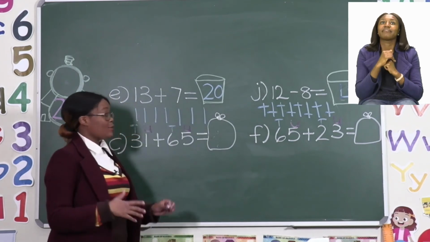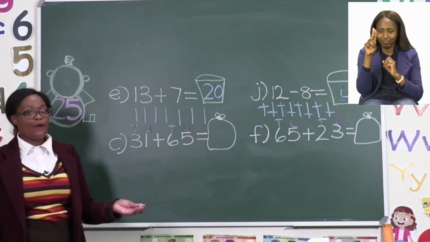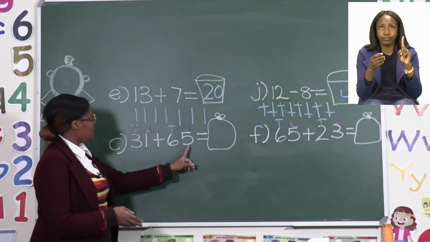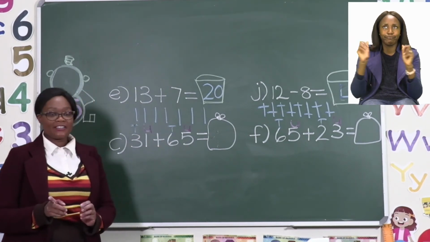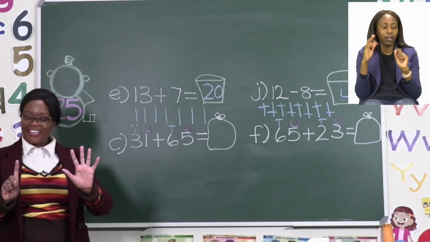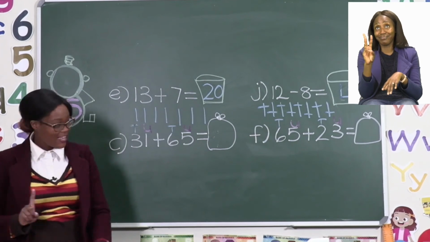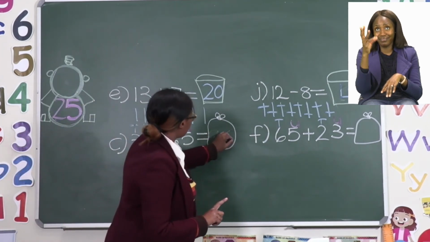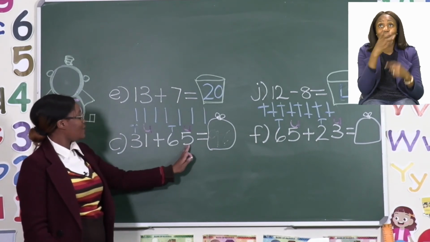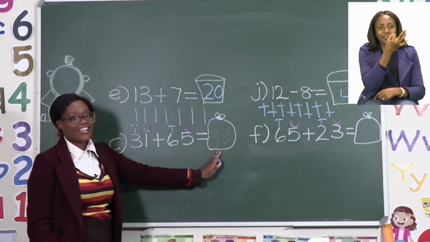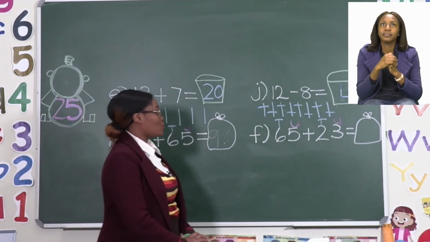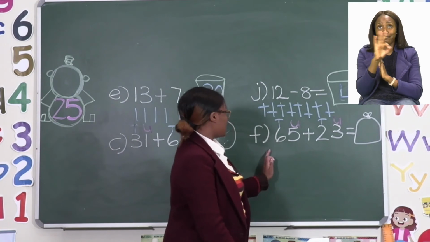But we are not done. We've only added the tens. Now we need to add the units. So we say 1 plus 5. Now 1 plus 5, I'm sure we can already see our answer is 6. So that is our answer. We now know that 31 plus 65 will give us 96. Now let's try the next one across the board.